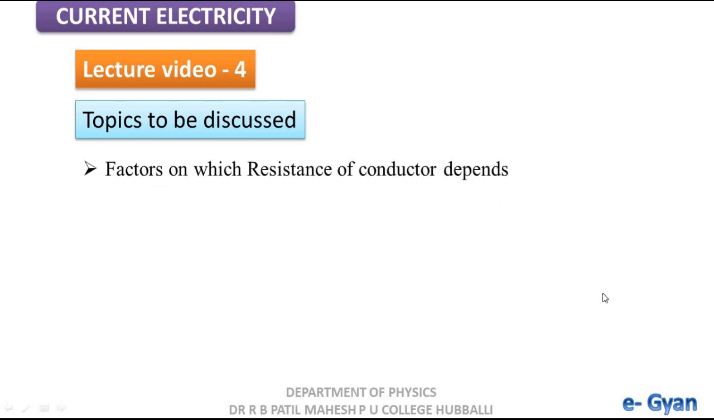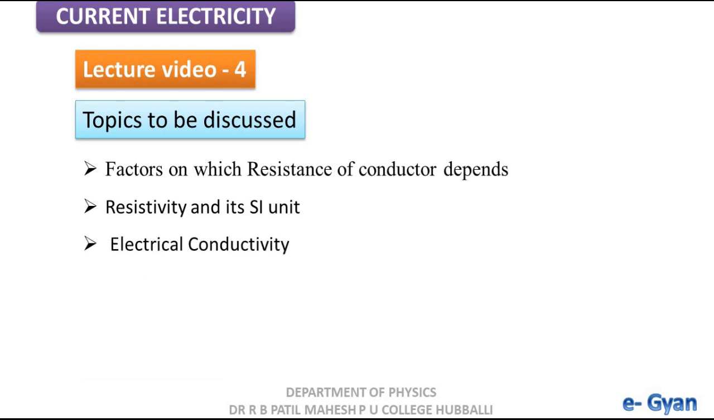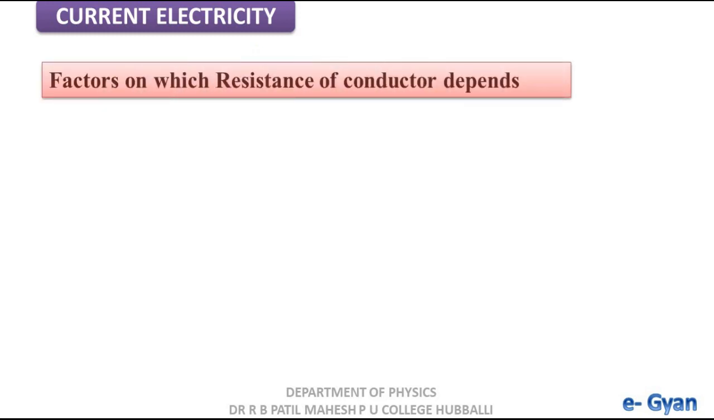In this lecture, we are going to discuss the factors on which resistance of a conductor depends, resistivity and its SI unit, electrical conductivity, and limitations of Ohm's law. Okay, now let us study all one by one. Factors on which resistance of conductor depends.